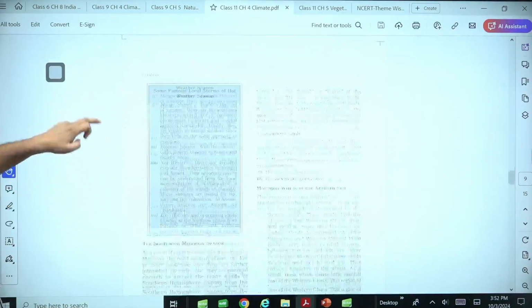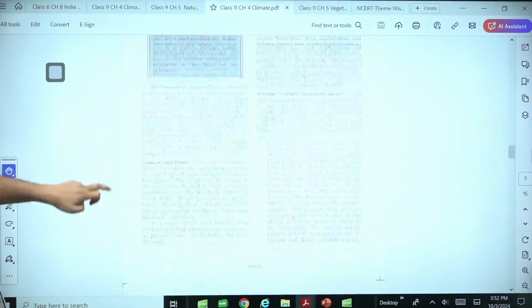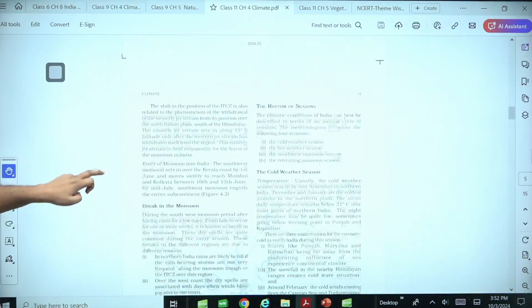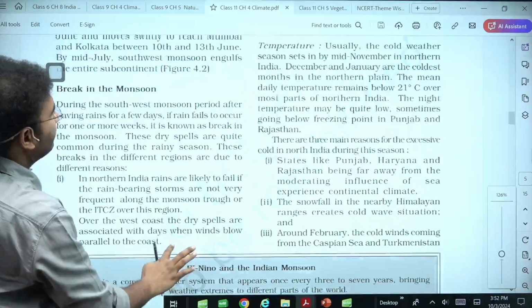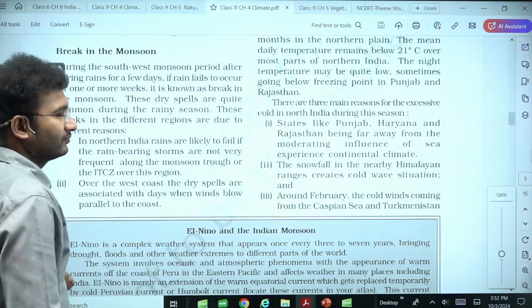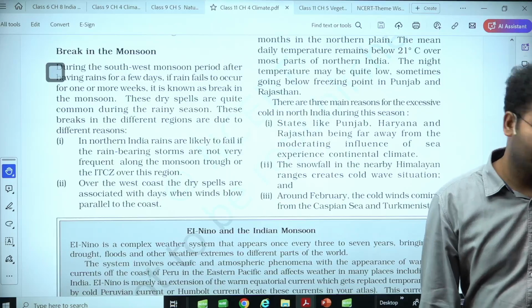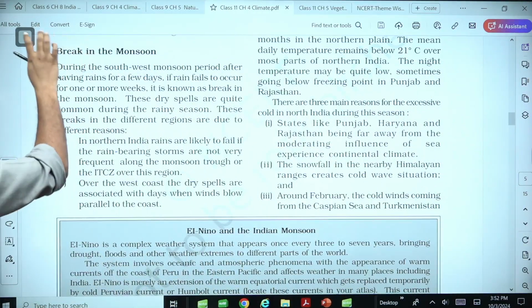What is this break in the monsoon? I want you to read it. Let me read the literature here. Okay? Look at the literature. I'll read it for you. Number 1. During the southwest monsoon, let me read it clearly.